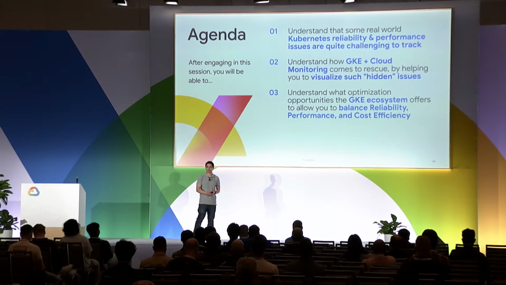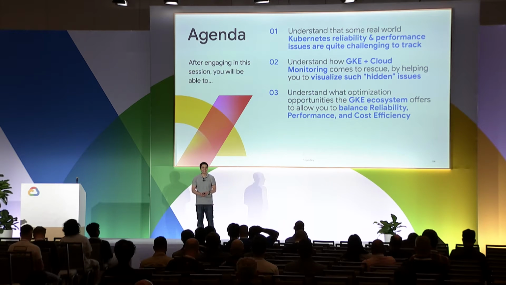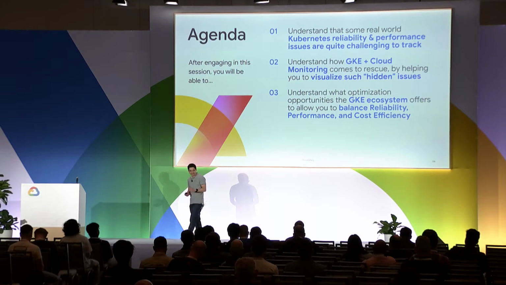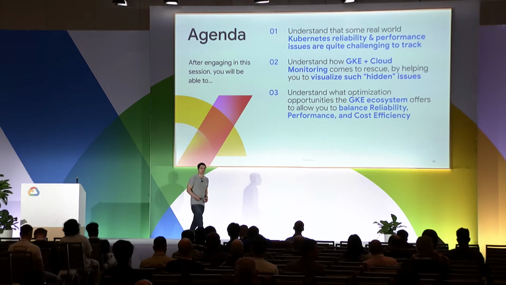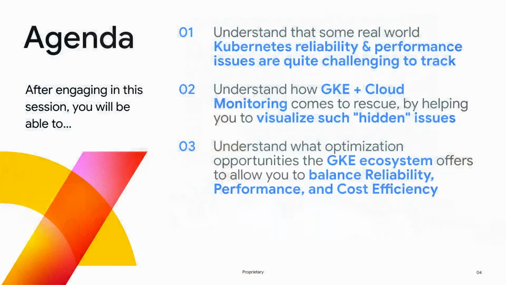So when we get started, as far as the agenda is concerned, the first topic we'll be looking into is how Kubernetes reliability, which is the topic of the day, and performance issues can be quite challenging to track. We'll also look at how Google Cloud, in this case Cloud Monitoring, can help us visualize such potential hidden issues that are lurking within your environment, or if you're getting started, things to look for. Within the GKE ecosystem is also how we can help balance reliability, performance, as well as cost efficiency, as they all play a role in us optimizing, but also understanding that reliability is a very critical element as part of the optimization process.